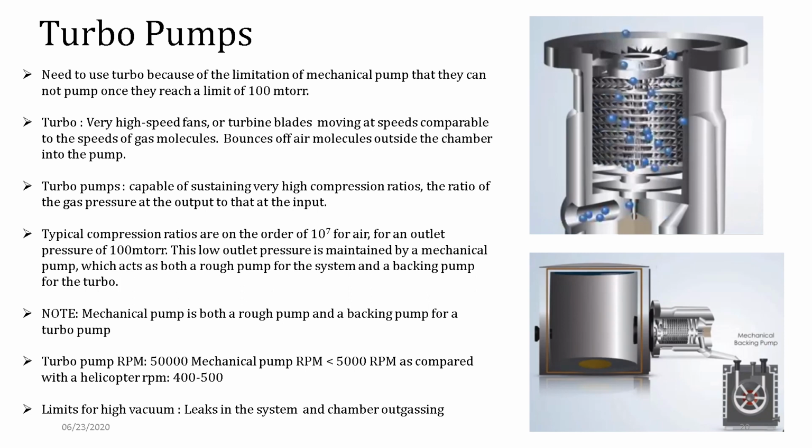So as I said, a mechanical pump can be used as both a rough pump and a backing pump for a turbo pump. The revolutions per minute in a typical turbo pump can be very high, like 50,000, and the RPM of a mechanical pump can be less than 5,000. When you compare that to a helicopter's RPM, it is 400 to 500.